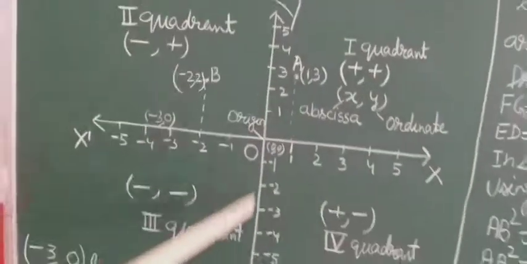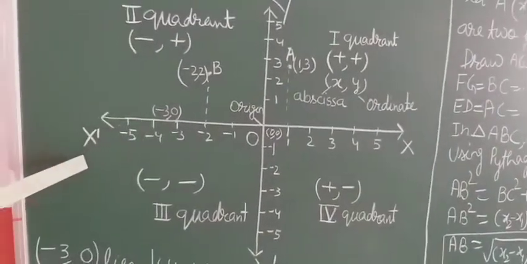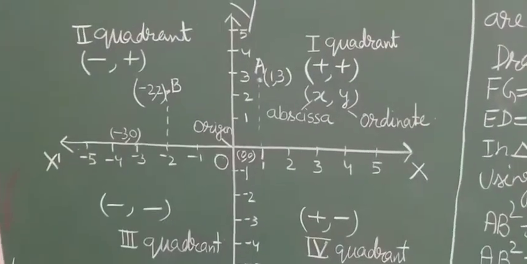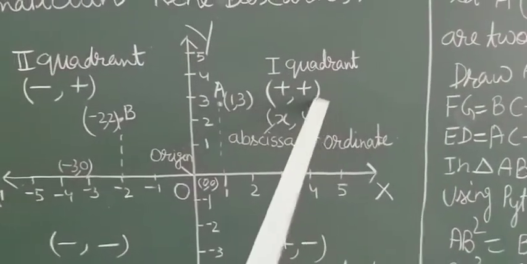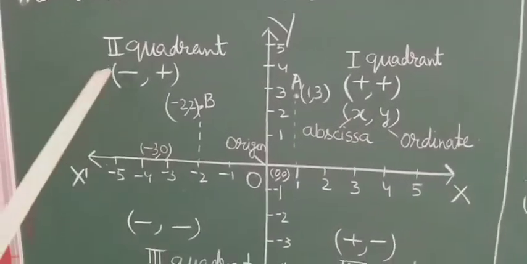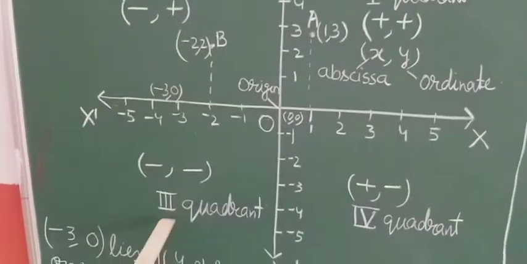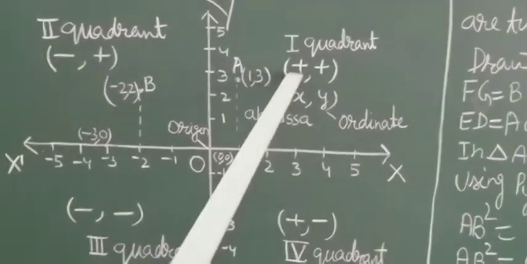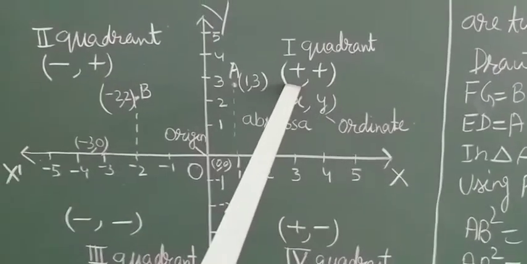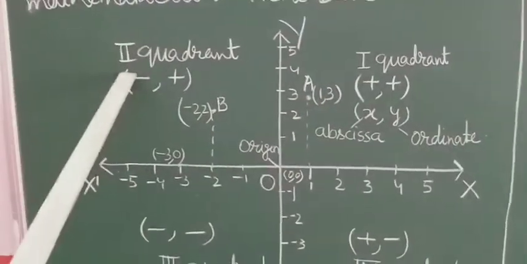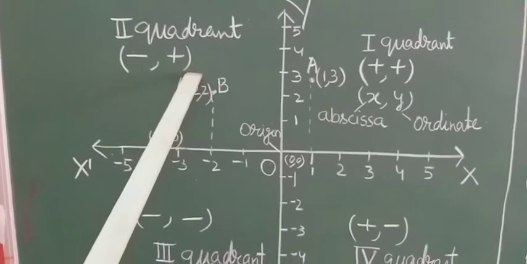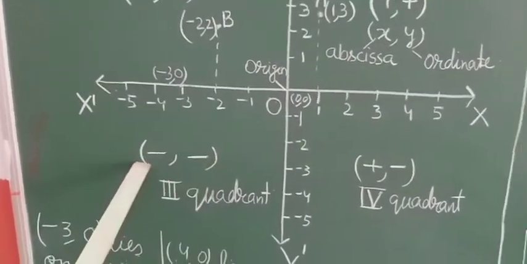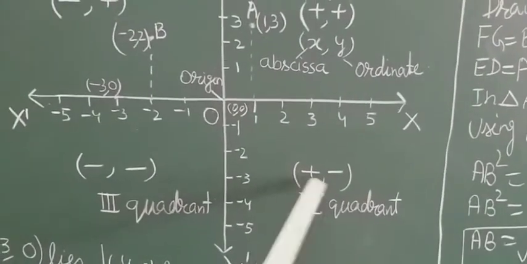These two axes, students, x and y, divide the plane into 4 quadrants. This is called the first quadrant, this is called the second quadrant, this is the third quadrant, and this is the fourth quadrant. In the first quadrant x and y both are positive. In the second quadrant x is negative, y is positive. In the third quadrant x and y both are negative. In the fourth quadrant x is positive, y is negative.